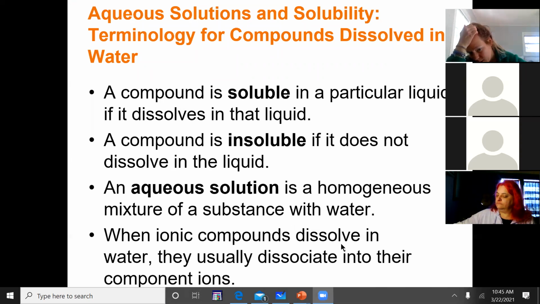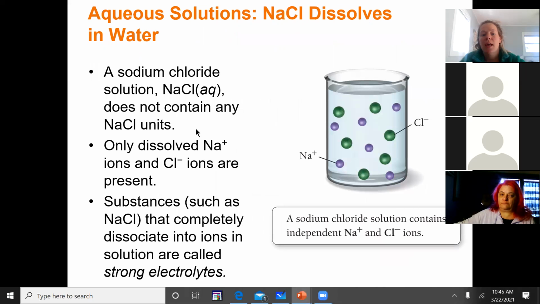When ionic compounds dissolve in water, they usually will dissociate into their component ions. So like if I have NaCl, when that's aqueous, it's not really this as a unit, it's actually sodiums and chlorine, sodium pluses and chlorine minuses floating around. Okay. That's why this becomes what's known as an electrolyte solution when you have dissolved salt in it, because you can run a current through it.